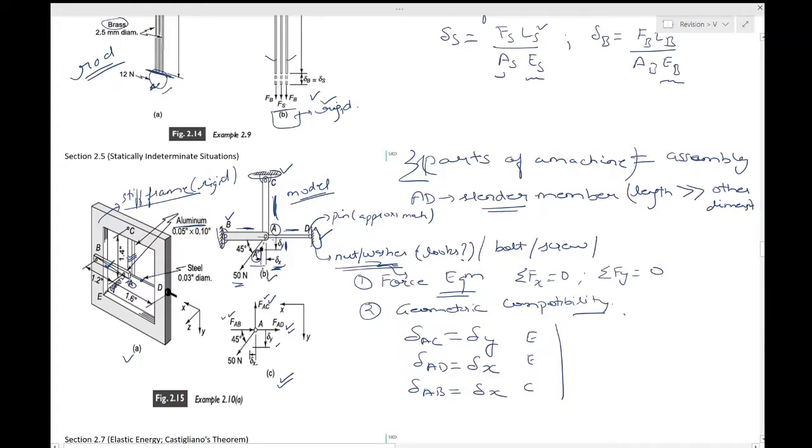Now the last part is obviously the relation between force and deformation. You can find delta AC equal to F L by A E for AC, and delta AD similarly using Hooke's law, and you can find delta AB in a similar fashion. Young's modulus you will find from the table, and don't worry too much about getting the exact value of Young's modulus.